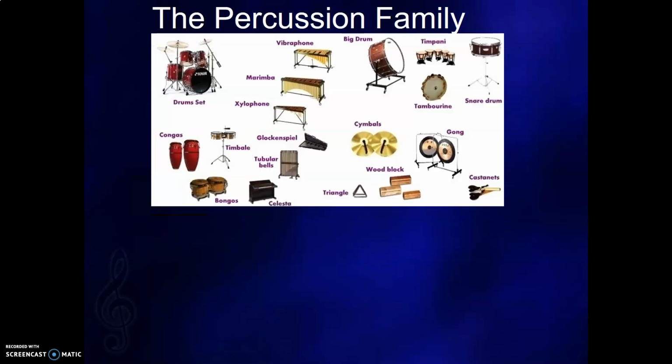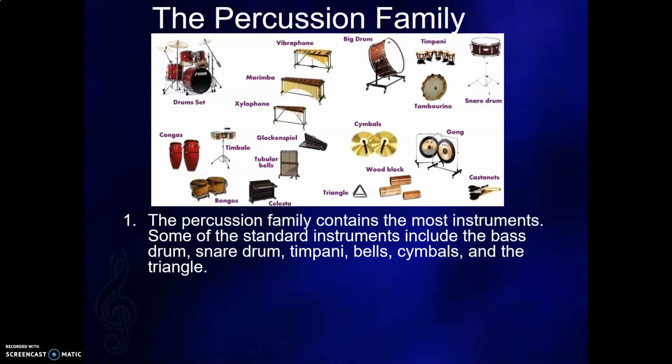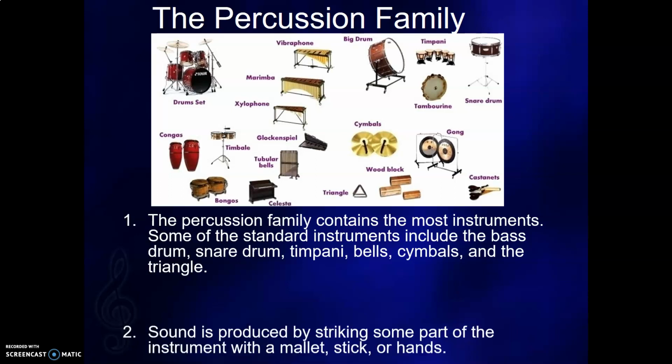The percussion family, that's the biggest one. The percussion family consists of the most instruments. Some of the standard instruments include the bass drum, snare drum. These other ones, timpani, bells, cymbals, and triangle, they could put those into a jazz group, but they're more frequently used in the orchestra.